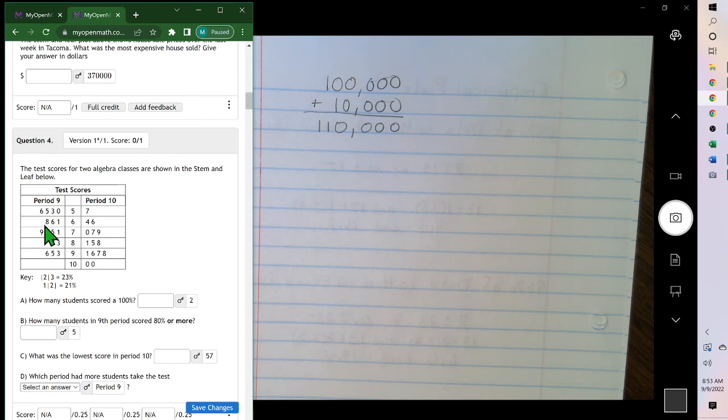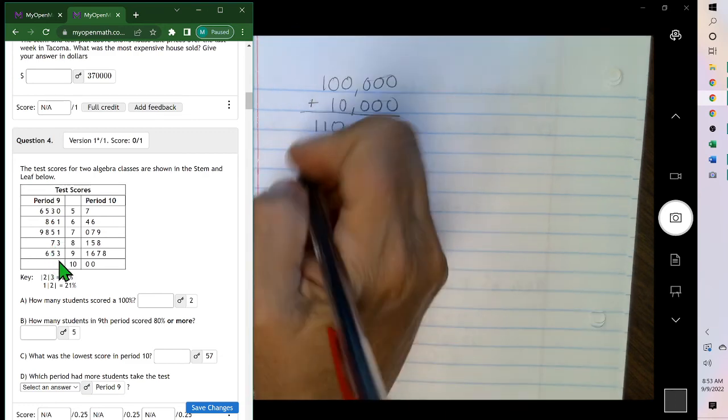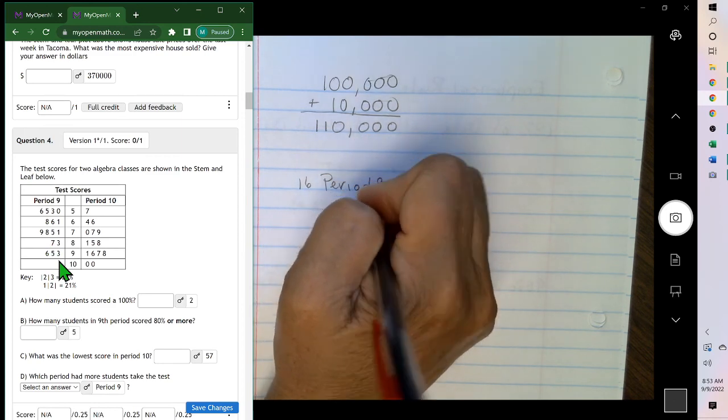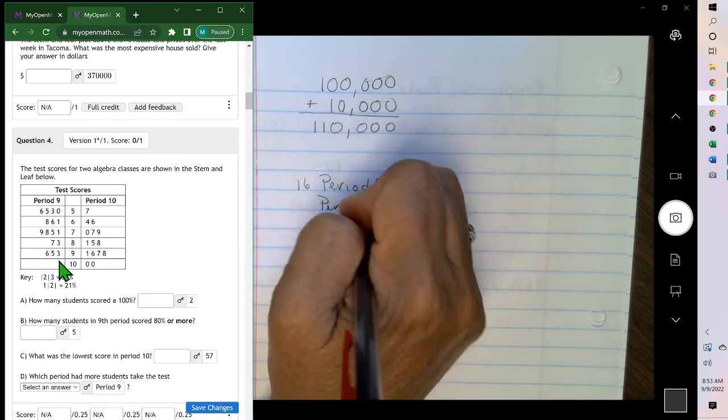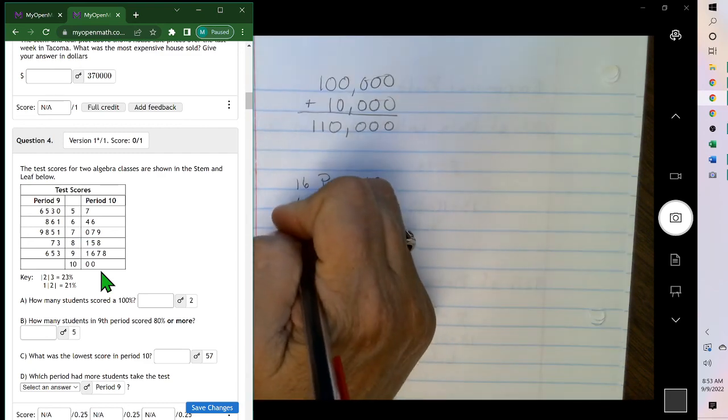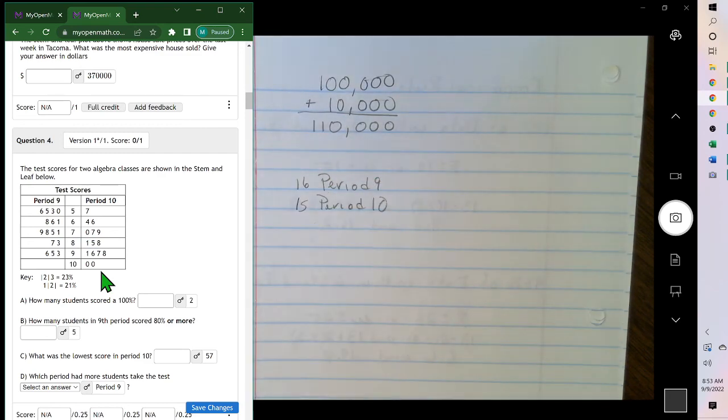So we count. Here's 4, 5, 6, 7, 8, 9, 10, 11, 12, 13, 14, 15. So 16 students were in period 9. One, 2, 3, 4, 5, 6, 7, 8, 9, 10, 11, 12, 13, 14, 15. 15 were in period 10, so period 9 had more students.